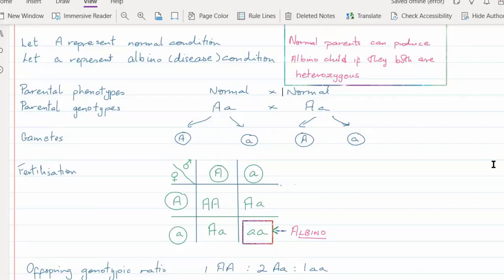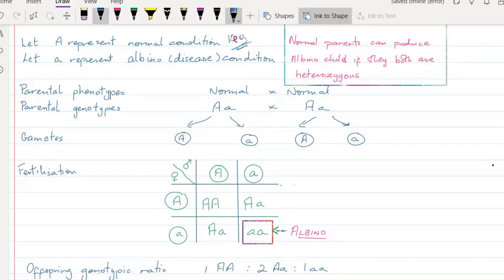Right, so here we have our genetic diagram. Notice I started from scratch. So this is the first time you're seeing a genetic diagram. You can play this a million times and learn how to do it. This is basically your key. How is normal represented? How is albino represented? You also make a little note to indicate what your answer is: basically that normal parents can produce an albino child if they are both heterozygous.